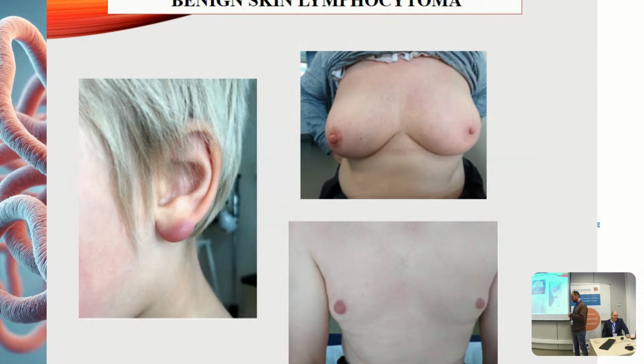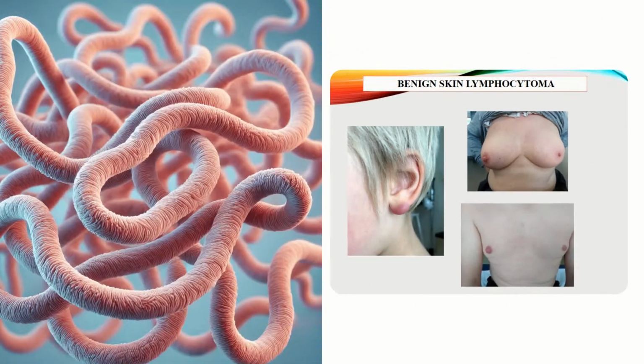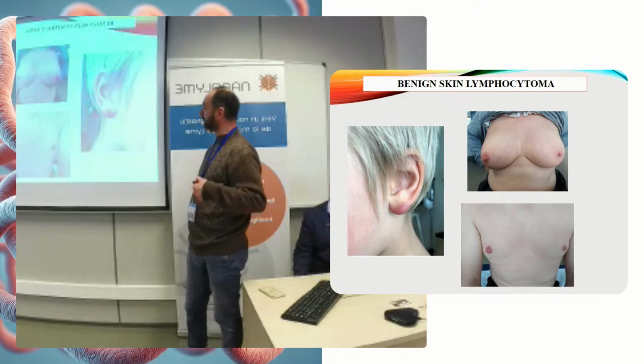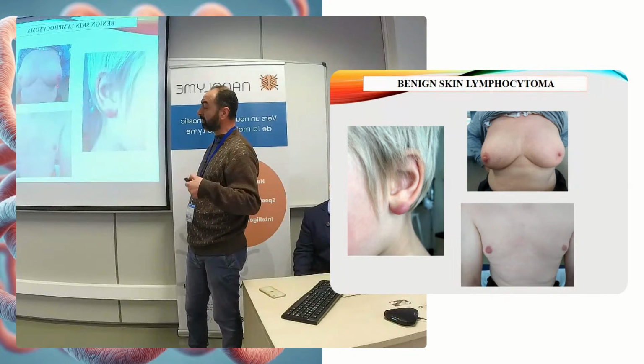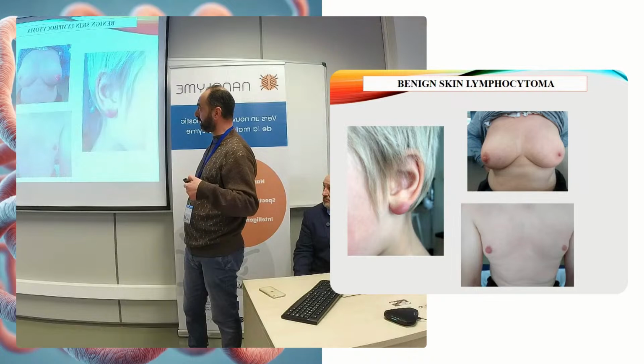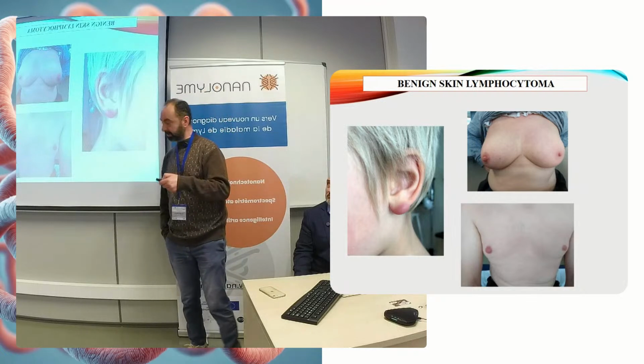And in this way, we can have a cutaneous localization whose name is lymphocytoma benign skin. As you can see, there is a tumefaction like a cyst, and there is a privileged localization, like this in the breast, the ear, and the genital organs.